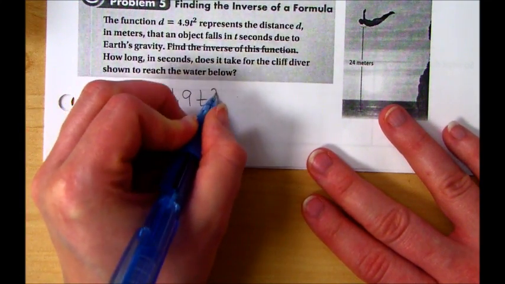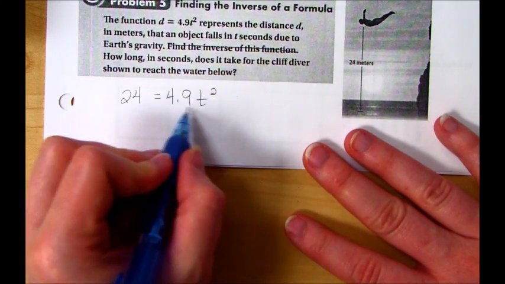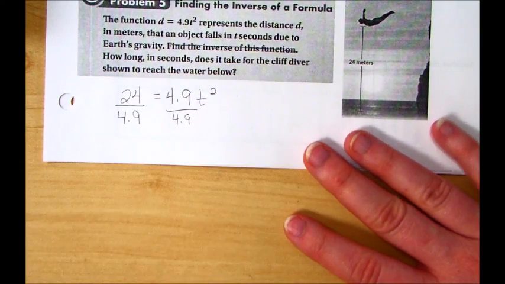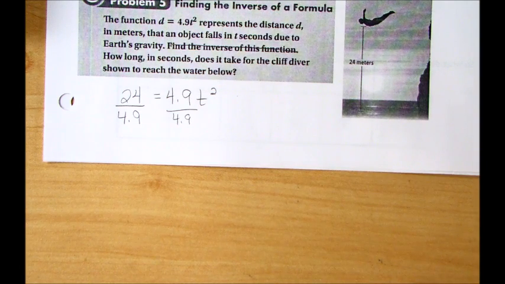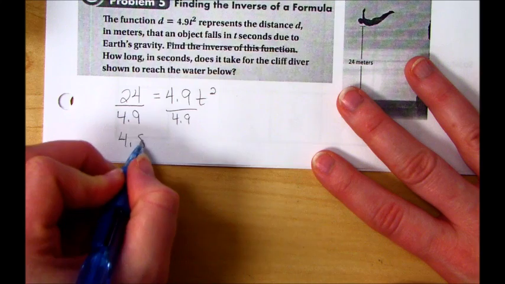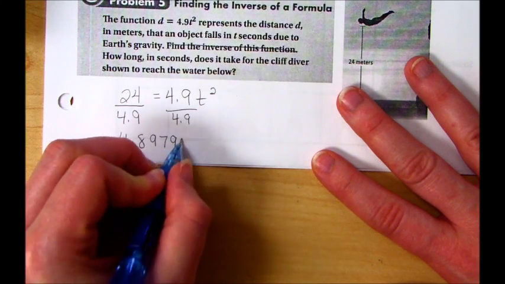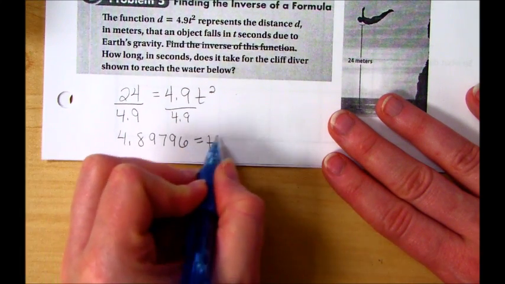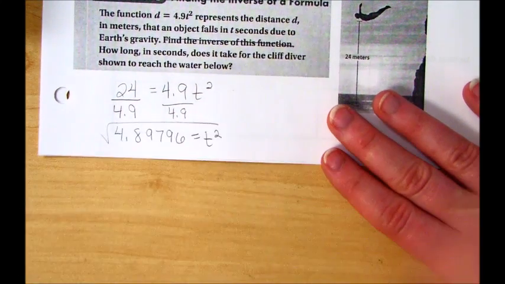Sometimes people make things more difficult than what they need to. Divide each side by 4.9. We just had to know that 24 was a d to plug it in. So let's see, we get 24 divided by 4.9. Is it icky? Yeah, it's pretty bad. It's 4.89796. How about we do quite a few decimals? 4.89796 equals t squared. Now just take the square root of that.